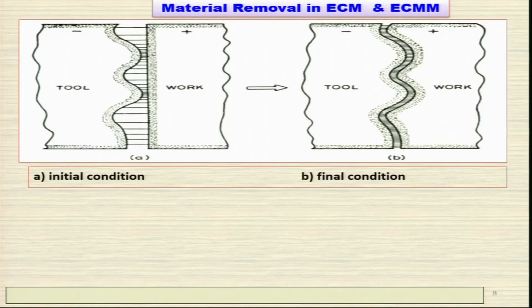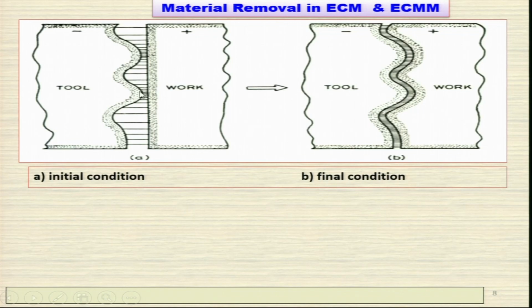Material removal in ECM and ECMM. We all know this particular figure: wherever there is a smaller gap between the tool and workpiece, or the smaller inter-electrode gap, higher current density will be there, and wherever there is a larger gap, smaller current density will be there, and material removal takes place according to the current density.